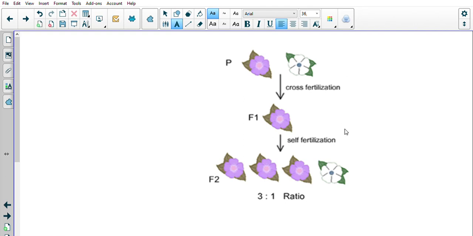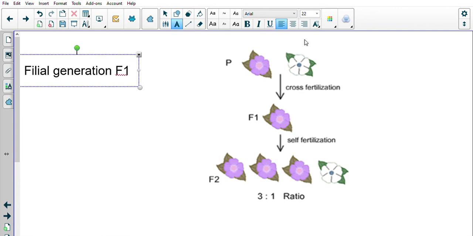of this plant. And what he found in the first filial generation, F1, was that all the plants were purple. So in filial generation 1, they were all purple.